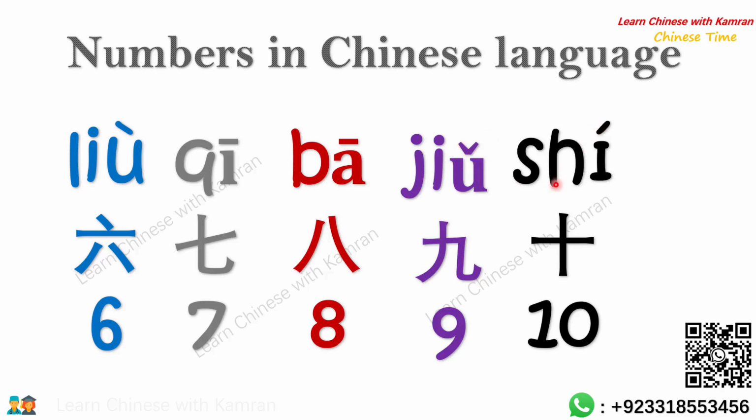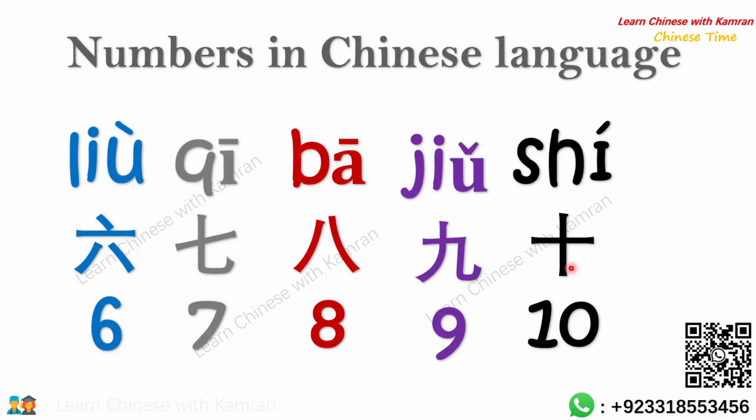Shi. This is 10. 10 we haven't seen before, so it is here. Shi, it is second tone and it is represented by these 2 horizontal lines. It is very easy to remember. Shi. So this is how we pronounce Chinese numbers from 1 to 10, and I hope you are getting something.